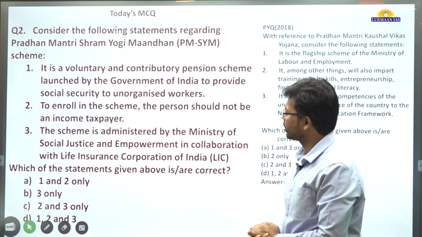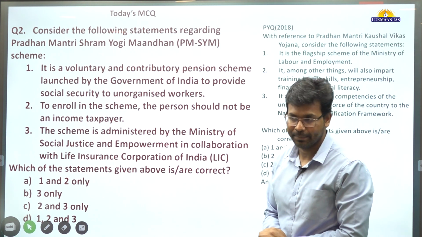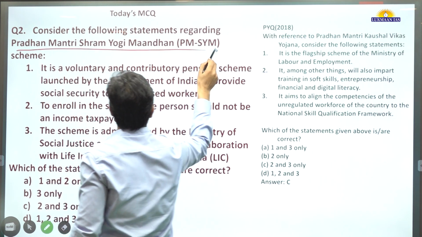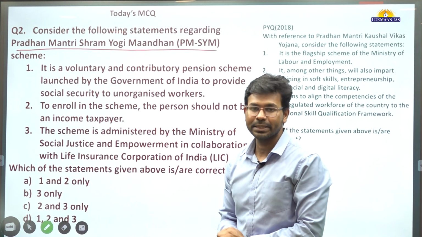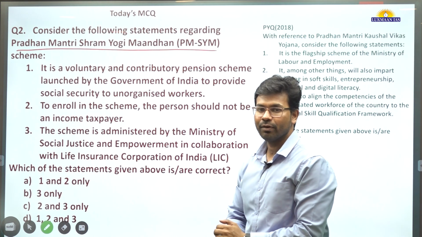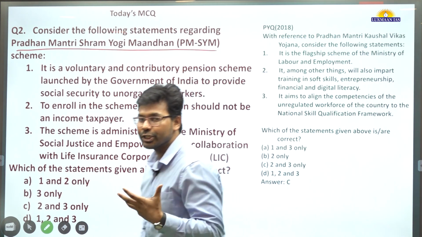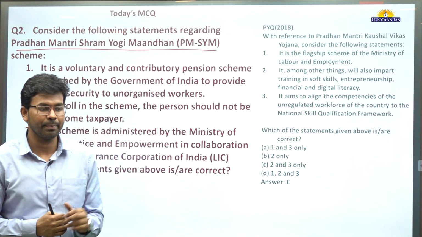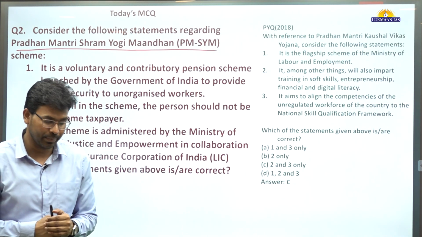Then we have another question. This question is about a government scheme. Name of the government scheme is Pradhan Mantri Shram Yogi Mandhan Scheme. Basically, it is a pension scheme for people who are shramiks, who are basically laborers.